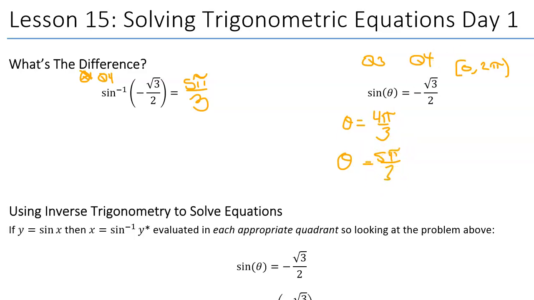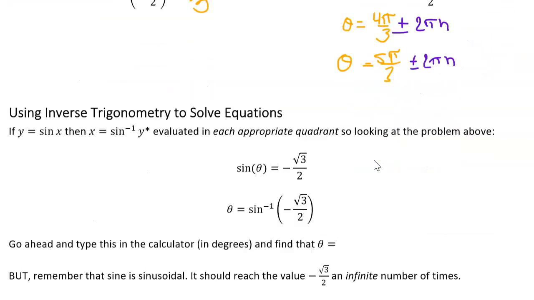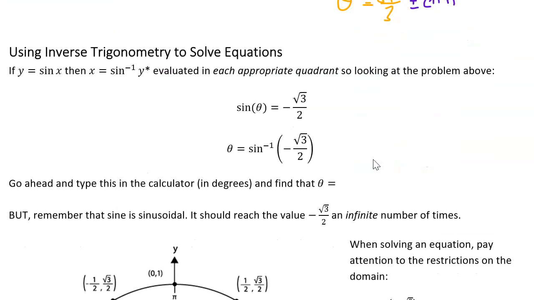If our domain was not restricted, it just said all real numbers, then we would add a plus or minus 2 pi n to represent every possible revolution or coterminal angle that has an equivalent sine to the two we've answered. And so this is how trig equations connects to the previous lesson, inverse trig functions. If y equals sine x, then x equals inverse sine y, evaluated in each appropriate quadrant.